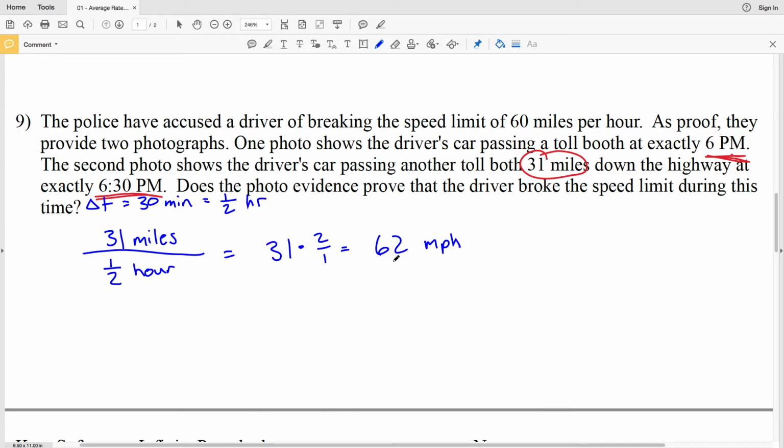Therefore, the photo evidence does indeed prove that the driver broke the speed limit during that time because his average rate of change was 62. So sometimes he could have been going faster than 62, and sometimes he could have been going slower, but that average rate of change was 62, which is greater than the speed limit of 60. So at some point, he had to definitely be going over 60 miles per hour. Whether that was traveling at a constant speed of 62 miles per hour or sometimes going 70 for a certain amount of time and then dropping down to the speed limit, averaging out to be 62, it doesn't matter. The average rate of change was 62, therefore he did indeed go over the speed limit.